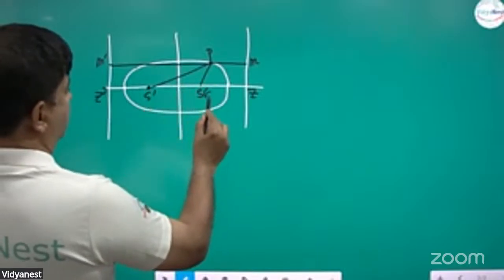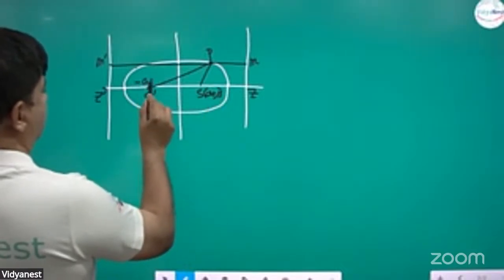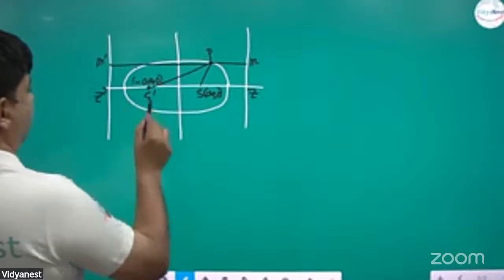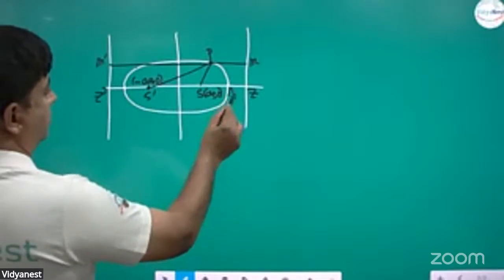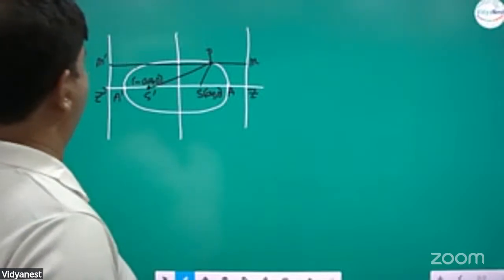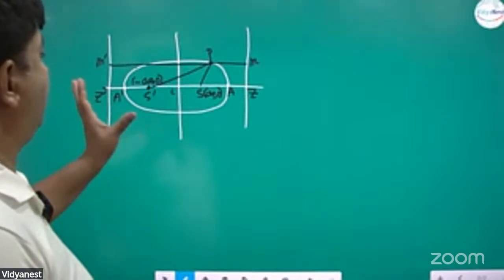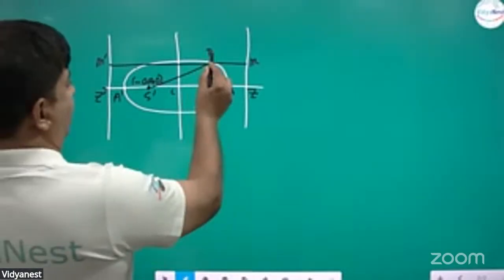This is (a, 0), minus (a, 0) dash. This is C. Now, how to find this point (x, y)?